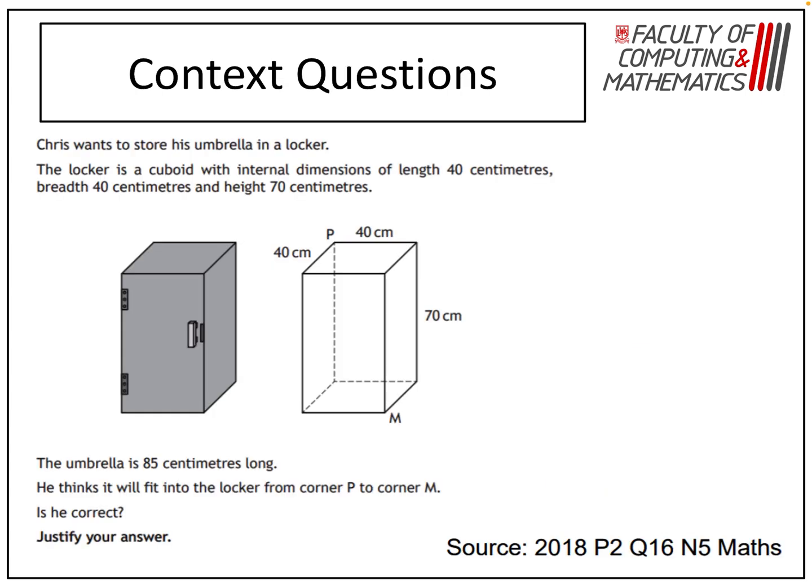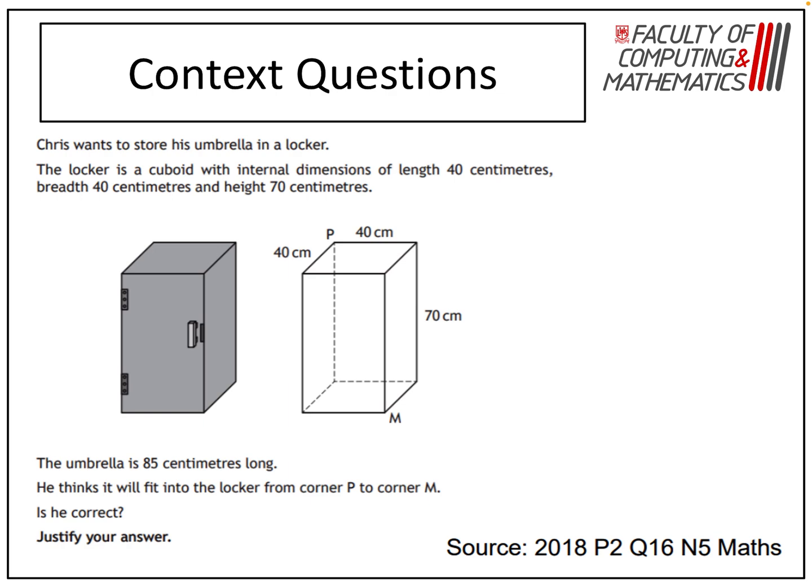Now, 3D Pythagoras will often arise in context questions. The example that we've got here is from the 2018 paper 2, and it is question 16. So it came up in the calculator paper, and it was quite late in the paper as well. So we've got Chris who wants to store his umbrella in a locker. That locker is a cuboid with dimensions 40, 40 and 70 centimetres. We are told that the umbrella is 85 centimetres long, and he plans to put it from corner P to corner M, essentially meaning that the umbrella would be the space diagonal.